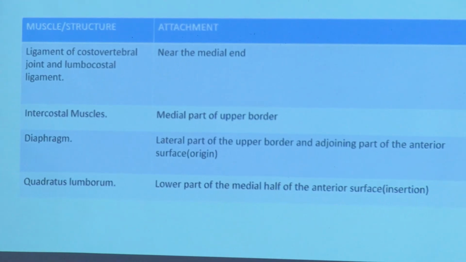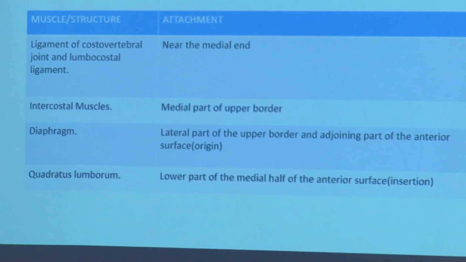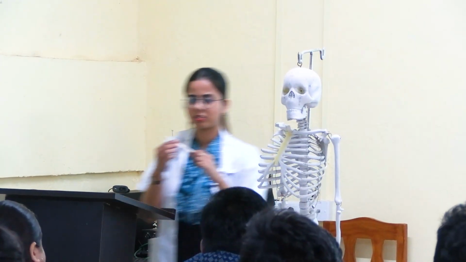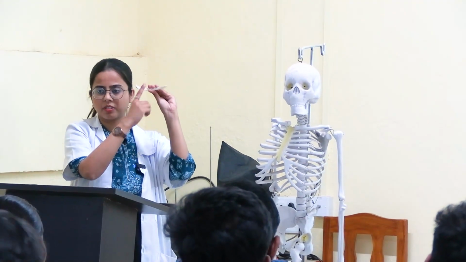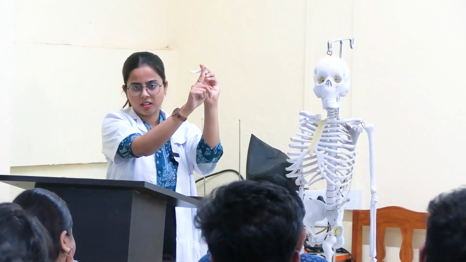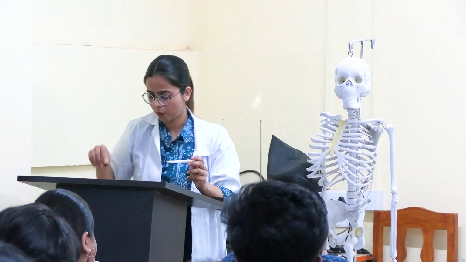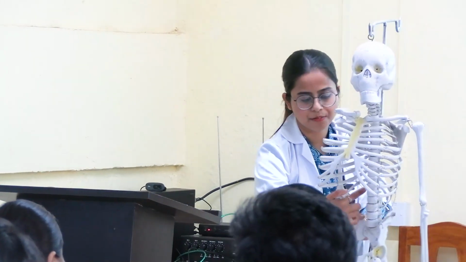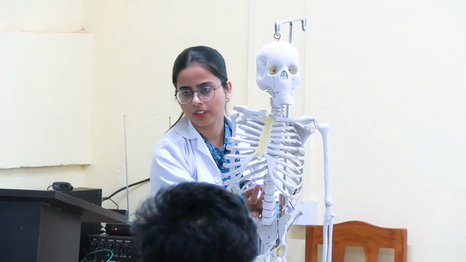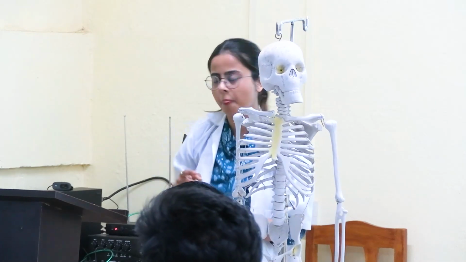This is the anterior surface. Then the medial half. This is the medial half, this is the lateral half, because the ribs will be like this. Medial, lateral. So anterior surface, medial half, lower part, there will be quadratus lumborum. Anterior, medial, lower part, there will be the quadratus lumborum muscle.